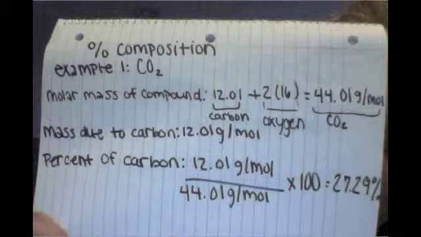Percent composition. In example 1, we have CO2. The molar mass of the compound is 12.01, which is the carbon, plus 2 times 16, which is the oxygen. You add those, and you get 44.01 grams per mole. Then the mass due to carbon is 12.01 grams per mole. The percent of carbon is 12.01 grams per mole divided by 44.01 grams per mole times 100, and you get 27.29%.